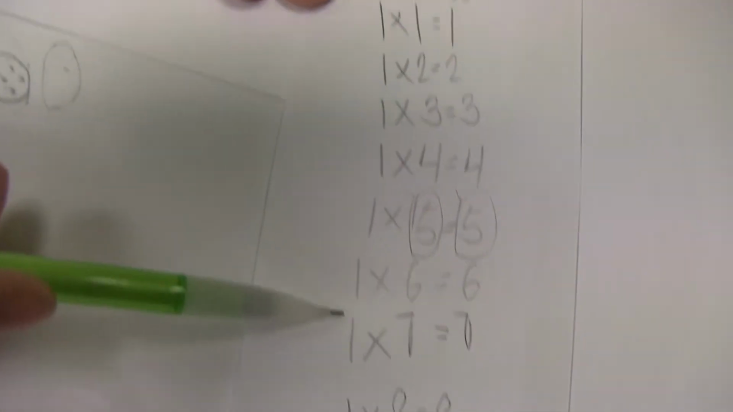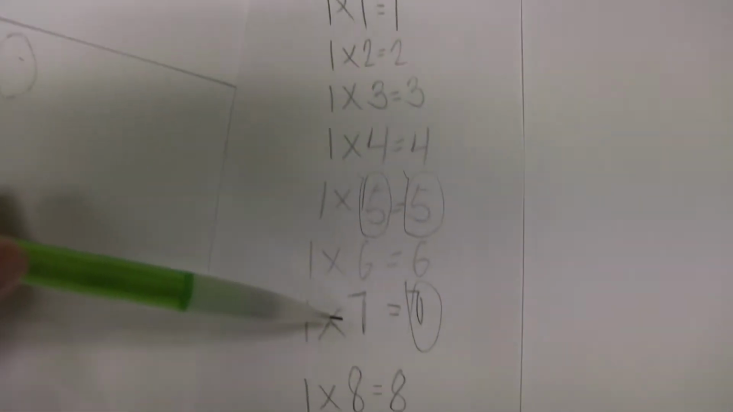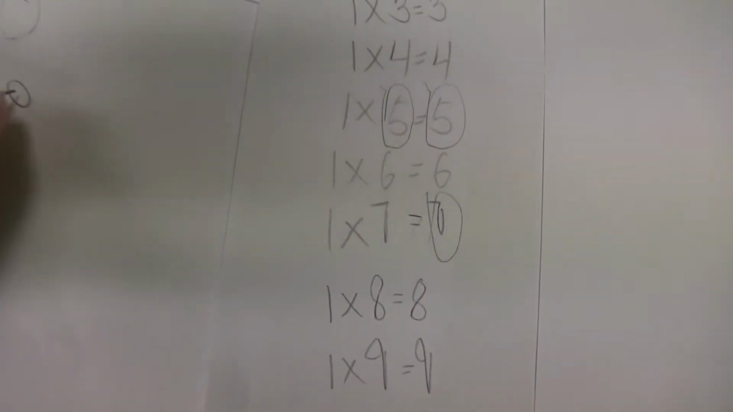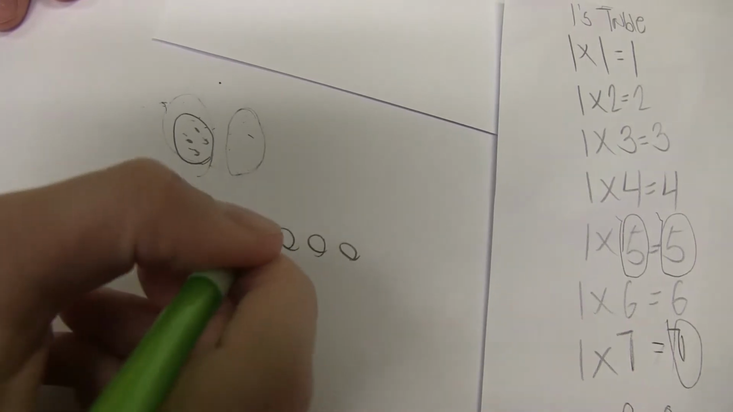The same with 1 times 7. The answer is going to be 7. 1 times 2 equals 2, because I have 1 row of 7 cookies.